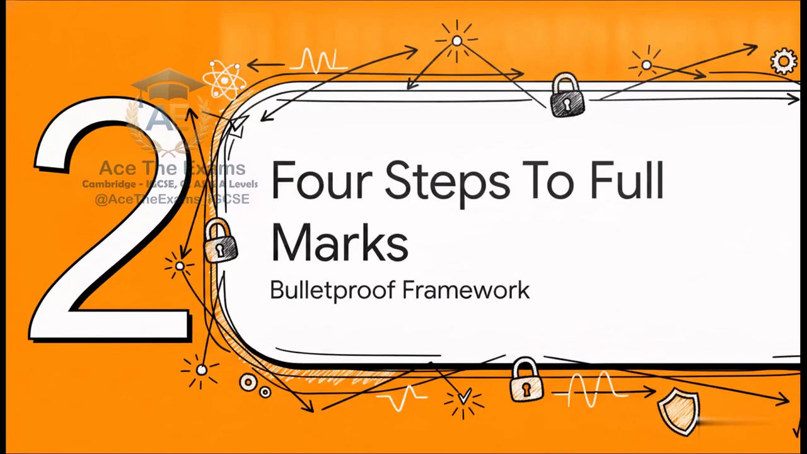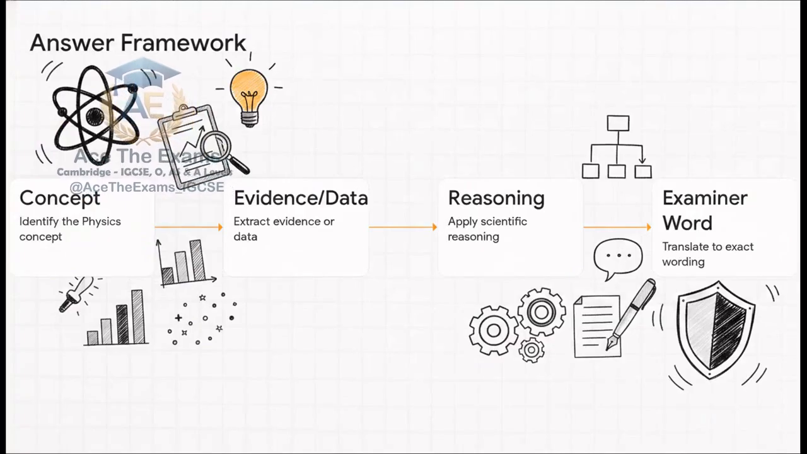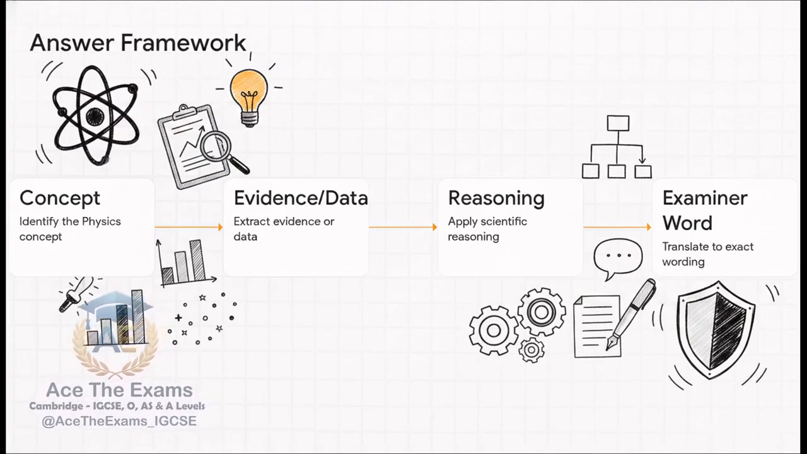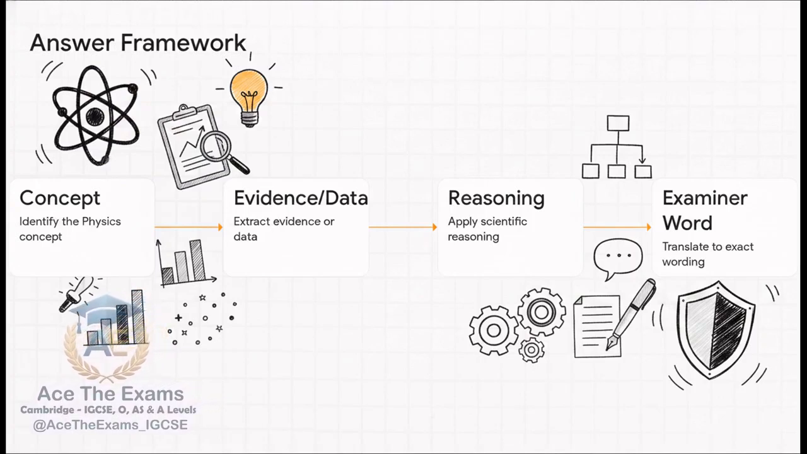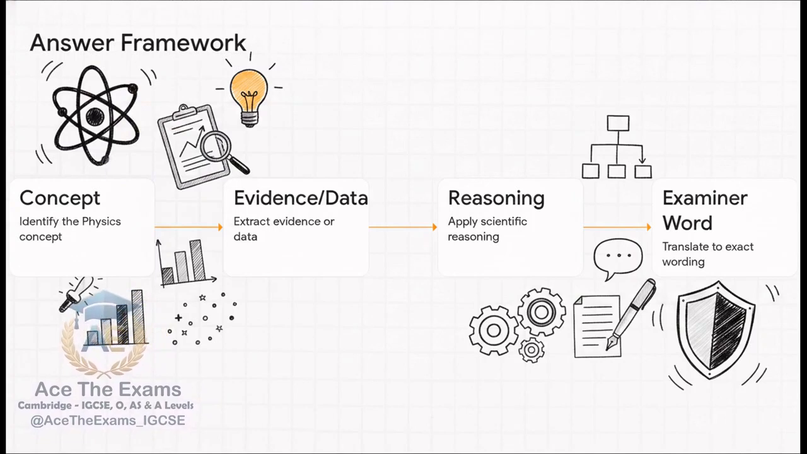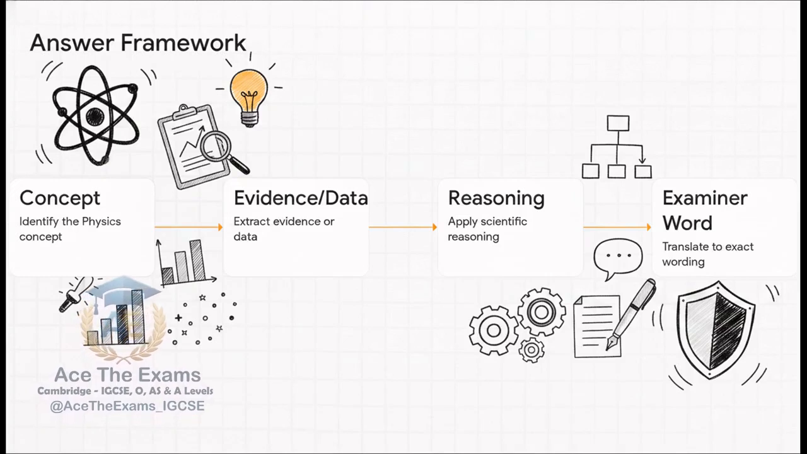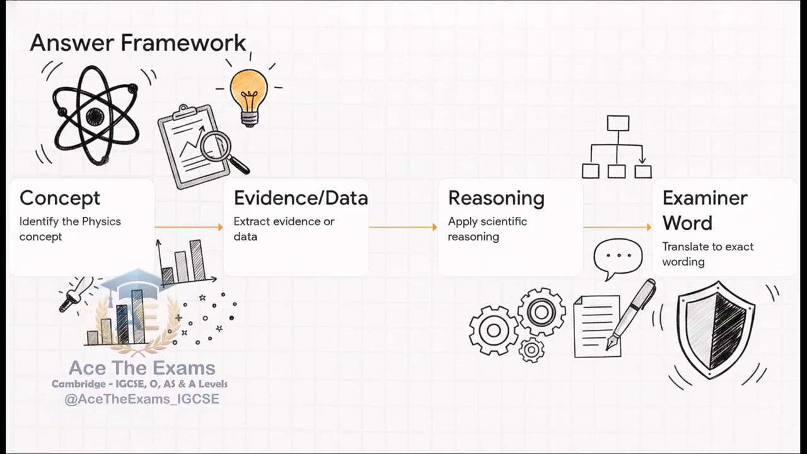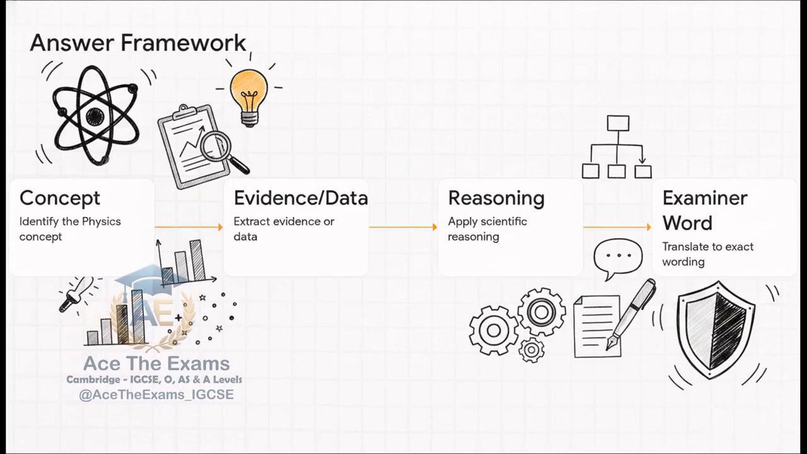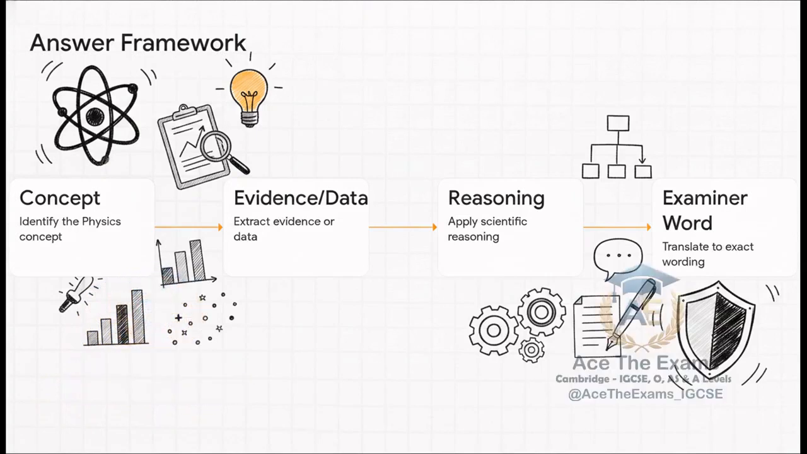Moving on to Section 2, 4 steps to full marks. Okay, here is our core framework for literally any explain or evaluate question. Step 1, identify the physics concept. Step 2, extract the evidence or data from the source page or calculation. Step 3, apply your scientific reasoning. And Step 4, translate it into exact examiner wording. If you sequence your answers logically through these 4 steps, you're pretty much bulletproof.